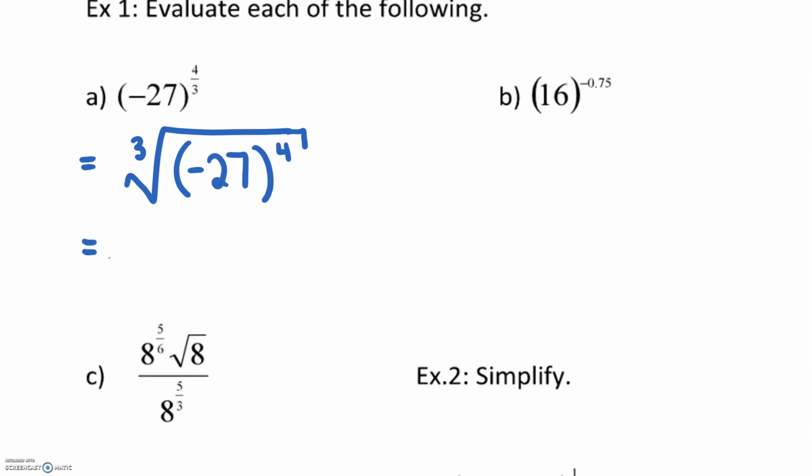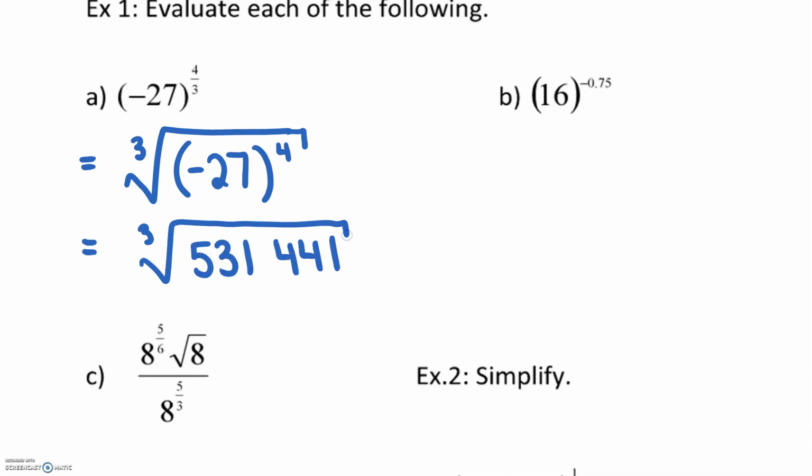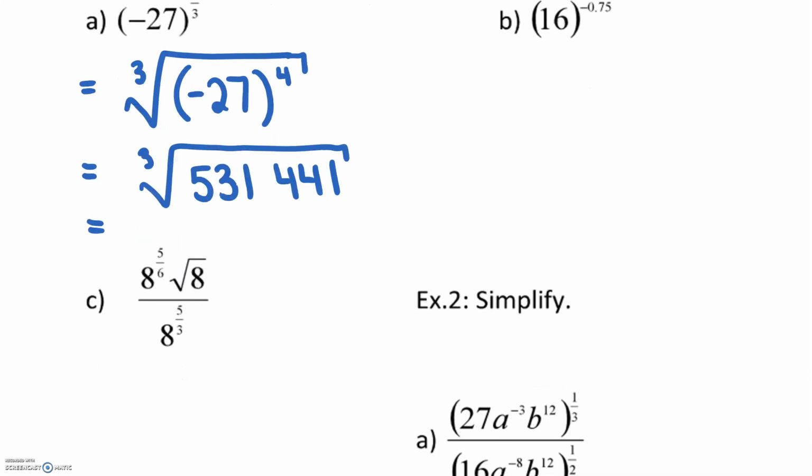When you go ahead to evaluate this, there are 2 ways that you can do it. We talked about this the other day in class. One way is to do negative 27 to the power 4 on your calculator, and that gives you a big number, which is 531,441, and then do the cubic root of that. If we do the cubic root of that number, it gives you an answer of 81. The problem with this method is that this number might become really, really big, and it becomes a pain to write it down.